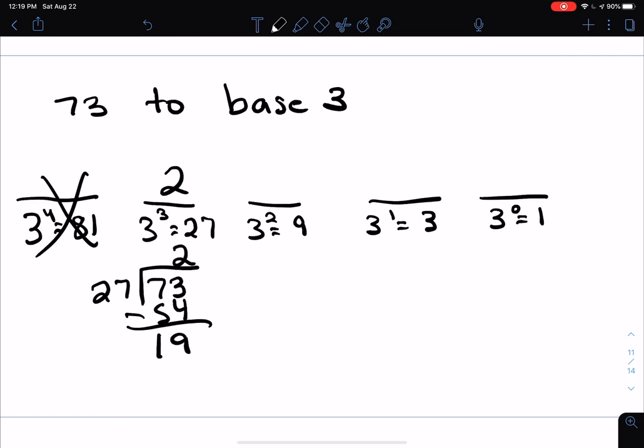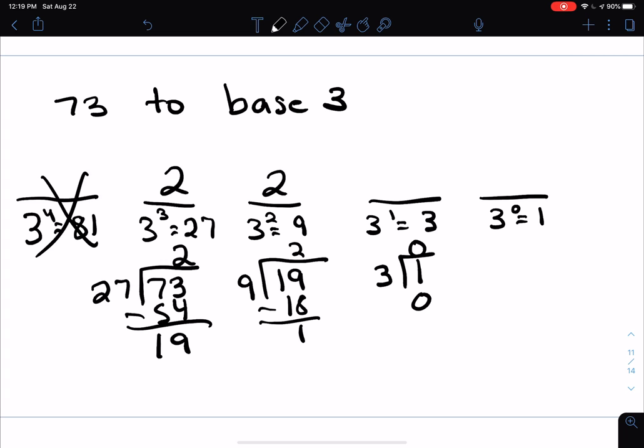Okay, so 2 will go here. Bring the 19 over. 2 will go here. Bring the 1 over. 3 goes into 1 0 times, so you're going to have a 0 there. And of course 1 divided by 1 is 1.